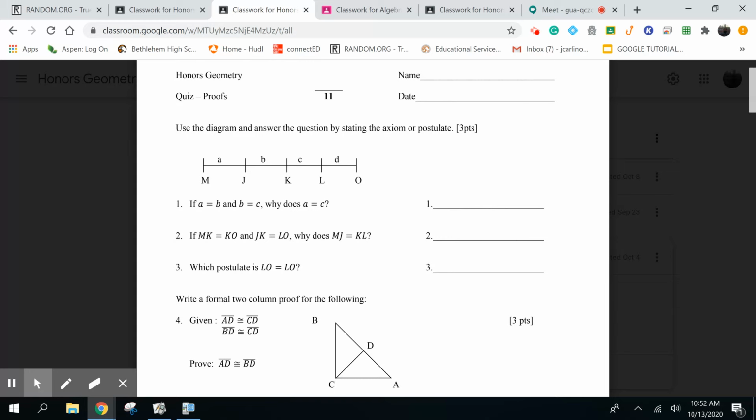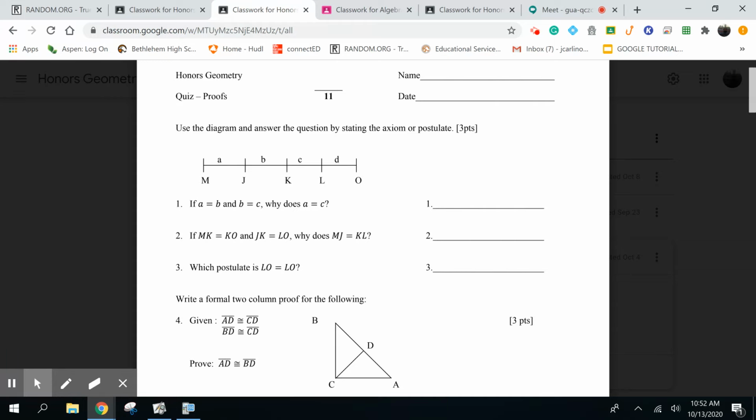What postulate am I using? All right. LO equals LO. That's my reflexive. MK equals, and then you guys can go from there. Okay, but that's what I'm talking about. As far as what postulate am I using, that'll be multiple choice.